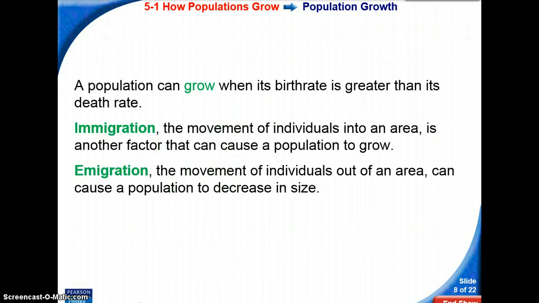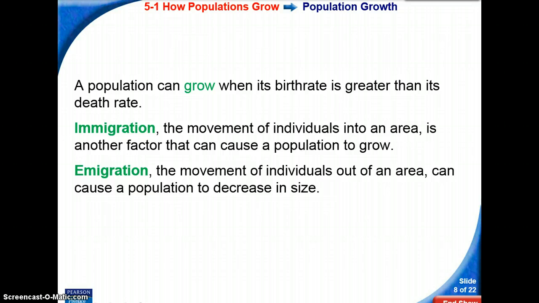A population can grow when its birth rate is greater than its death rate. So that makes sense, right? The more people who are born into a population are going to increase the number of people in that area. And if there's more people who are born than die, the population increases.